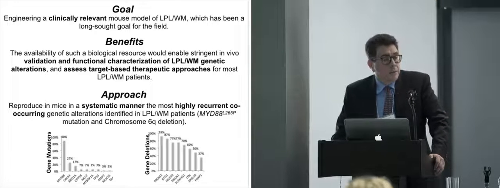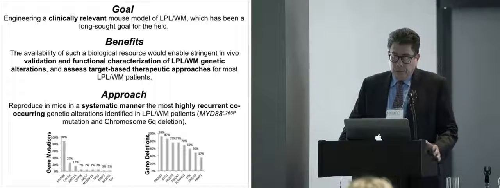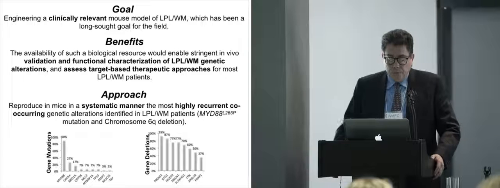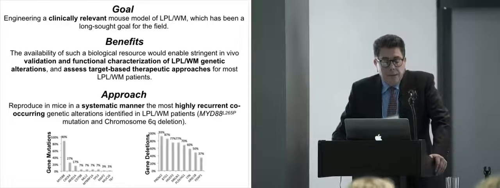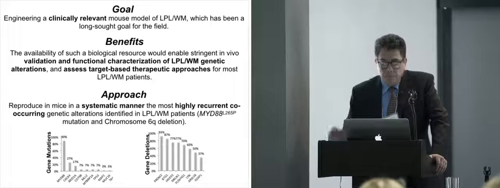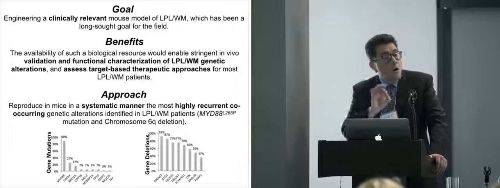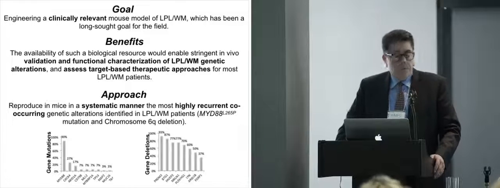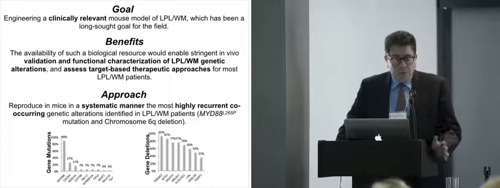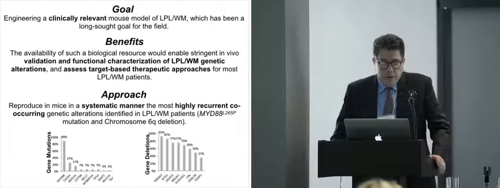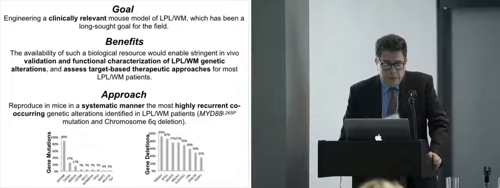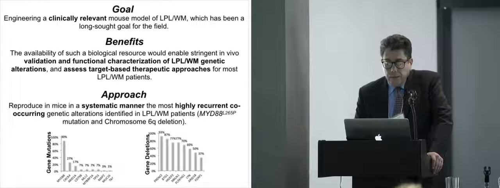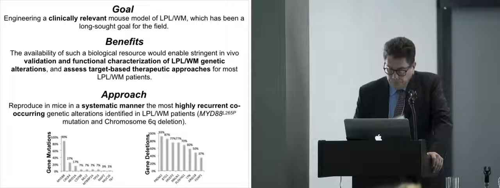The approach that we are going to use is the following. It's a very sophisticated approach, and I'm going to do my best trying to simplify this, and it has been a long and time-consuming process. The idea is to reproduce in mice in a systematic manner the most highly recurrent, co-occurring genetic alterations identified in LPL Waldenstrom patients. And I'm referring to two of the most important ones: MYD88, that everybody has been talking about today, and the chromosome 6 deletion.